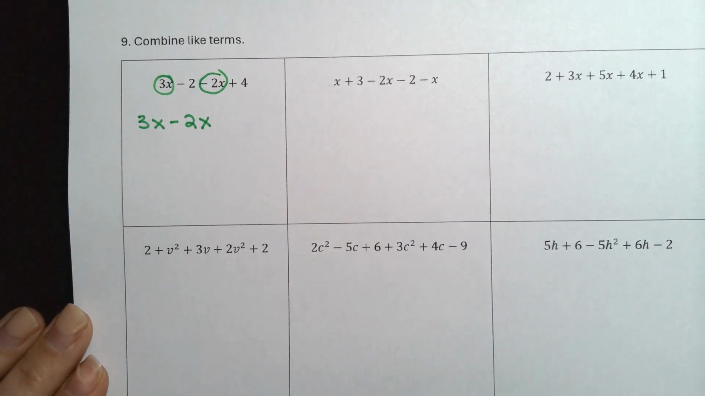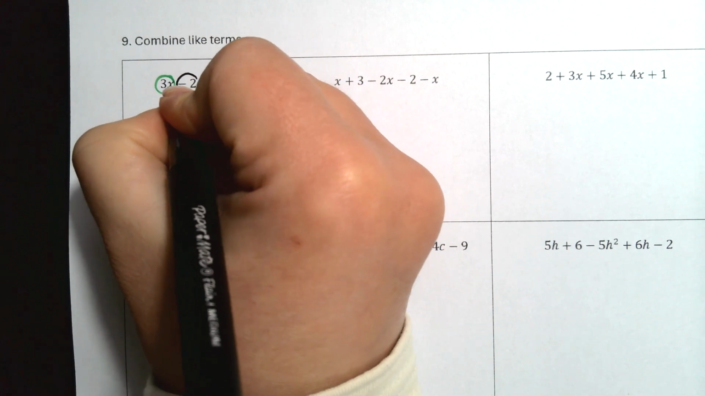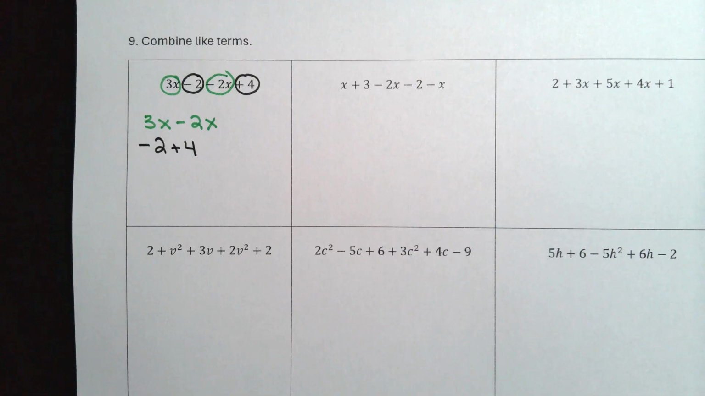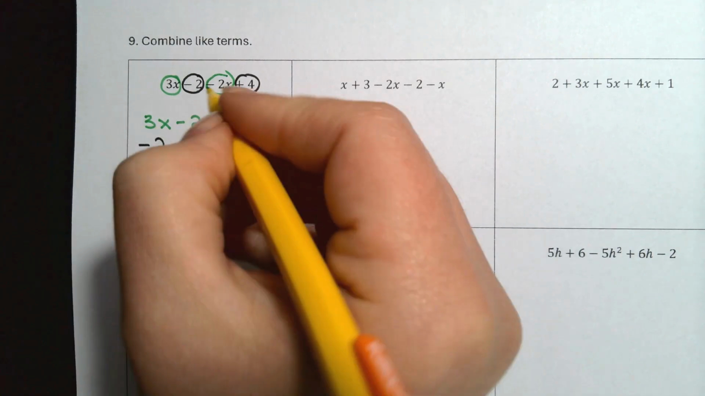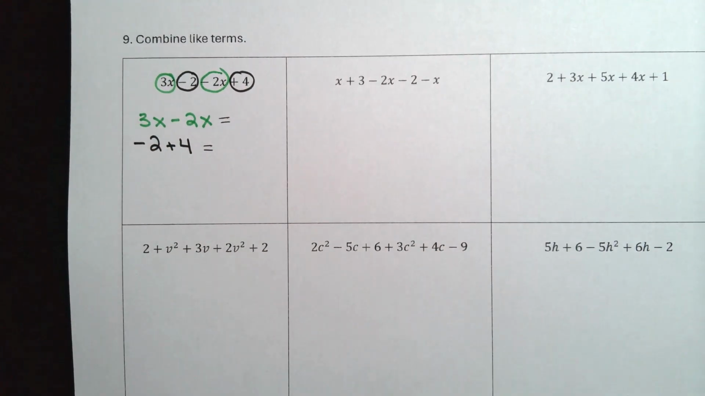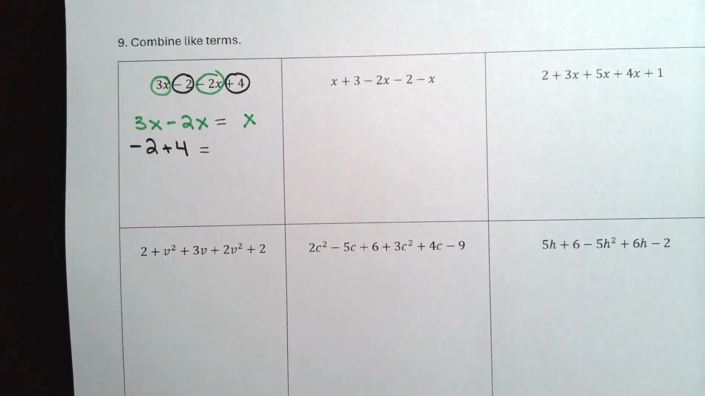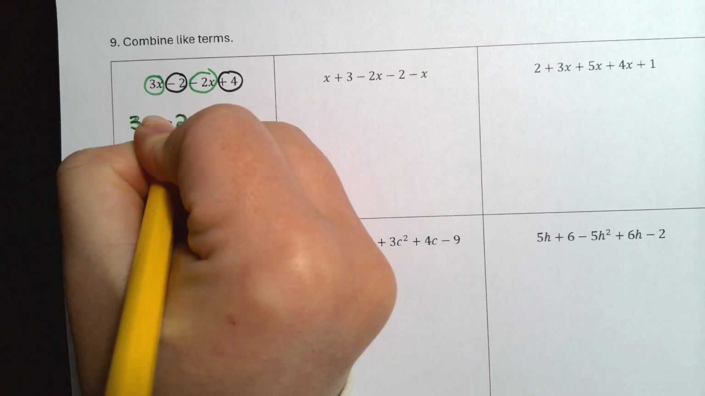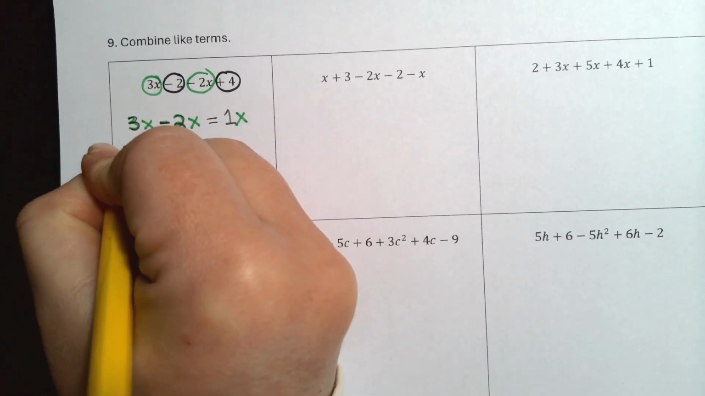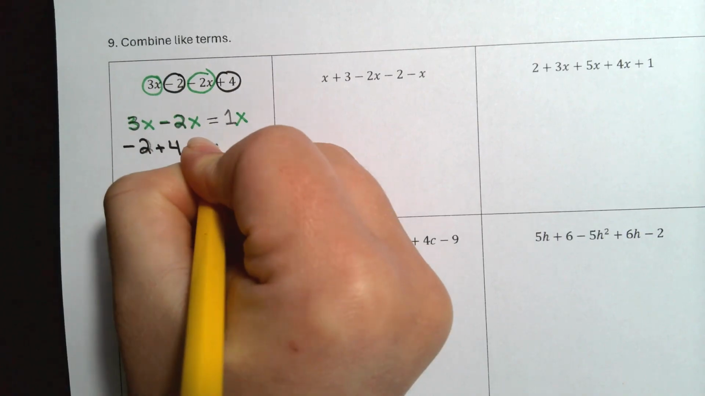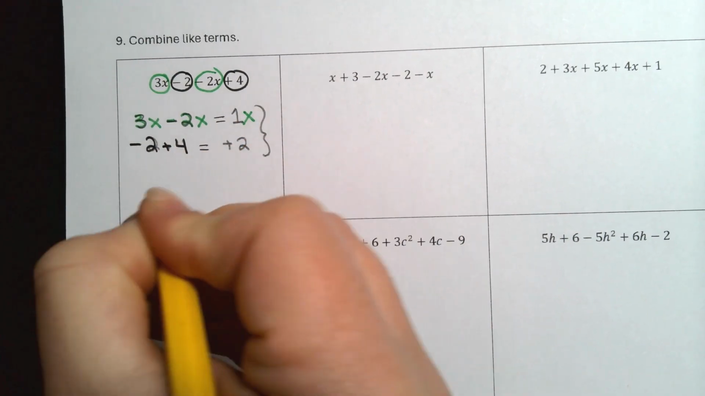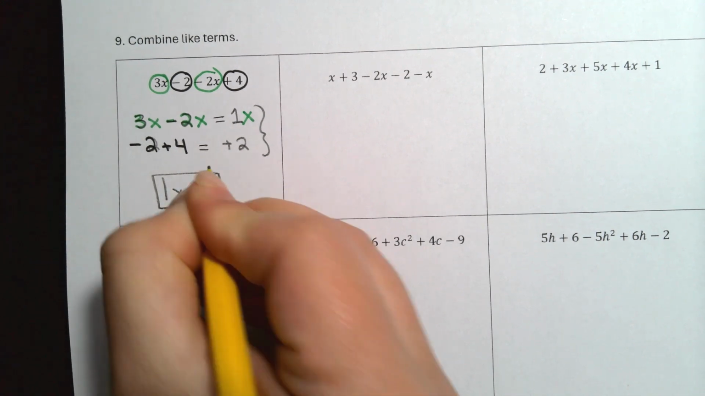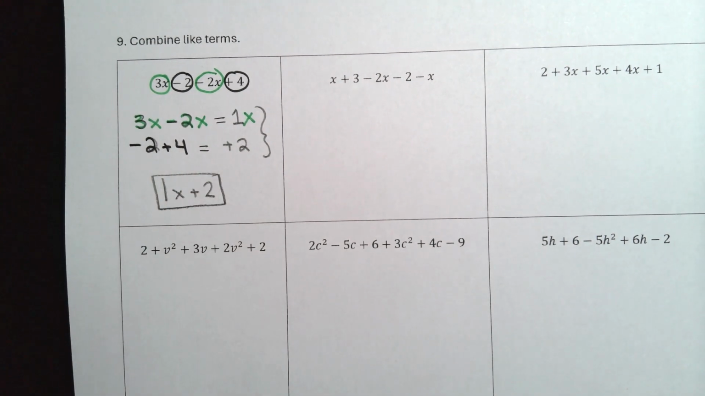We are also going to be grouping things that do not have any letters. So -2 is a constant and 4 is a constant. If it has a letter, like X, then we must keep that letter. If it doesn't have a letter, then we are focusing only on the numbers. So 3 minus 2 is 1 positive. -2 and 4 is a +2. This here we need to write as our answer. You can do 1x plus 2, or you can just write x plus 2. That is fine. All right, let's go again.